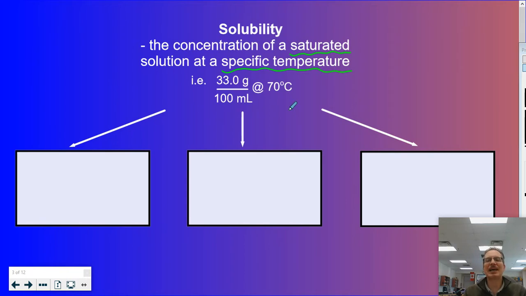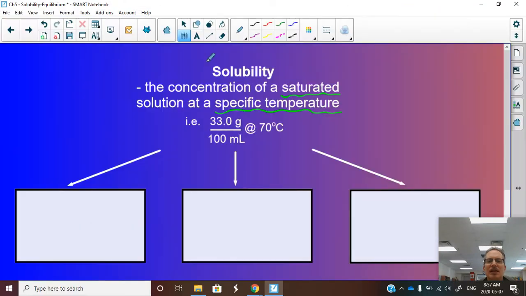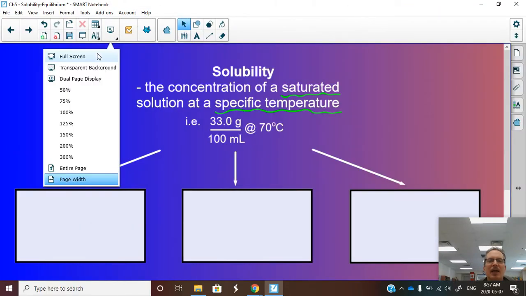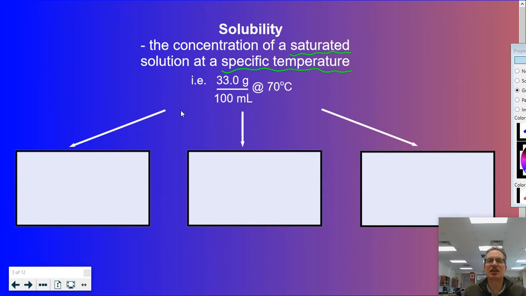Solubility is always a saturated value at a specific temperature. The temperature part is important, which means anytime we write a solubility, you must attach a temperature to it. Well, let's take a look at this for a second. We have three definitions that go along with this. You should know them already from grade 8. However, let's look at them in order.